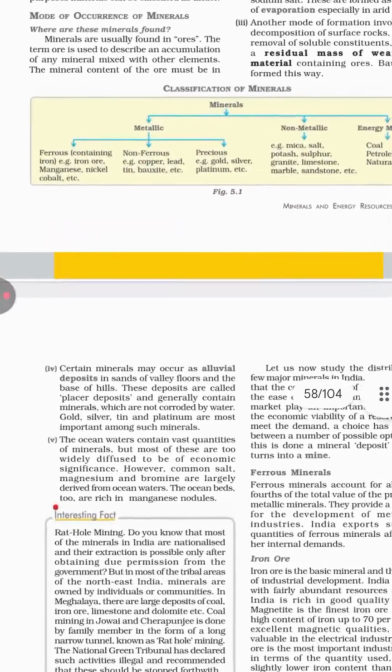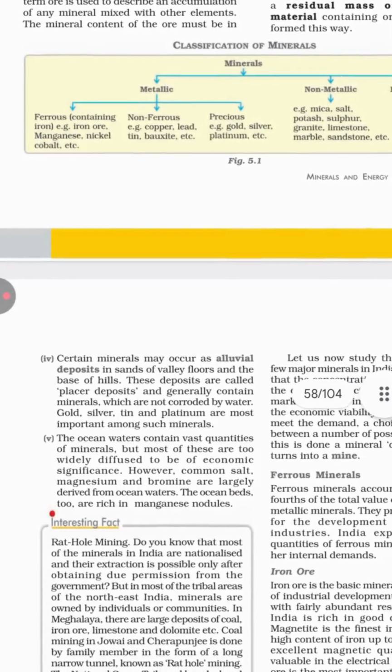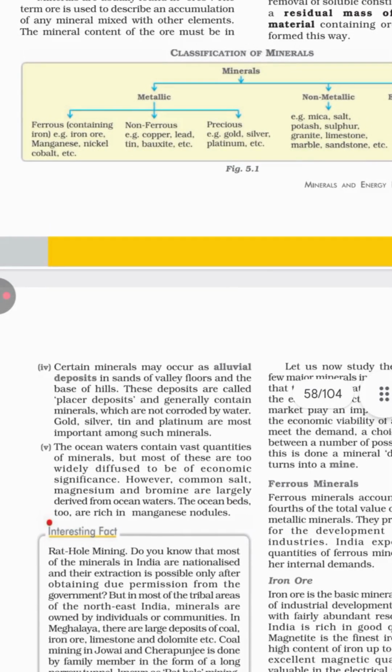Okay, certain minerals may occur as alluvial deposits in the sands of valley floors and the base of hills, and these are called placer deposits. Like you find gold, silver, tin, platinum, and most of such minerals in areas which are corroded by water because of the erosion by the water.